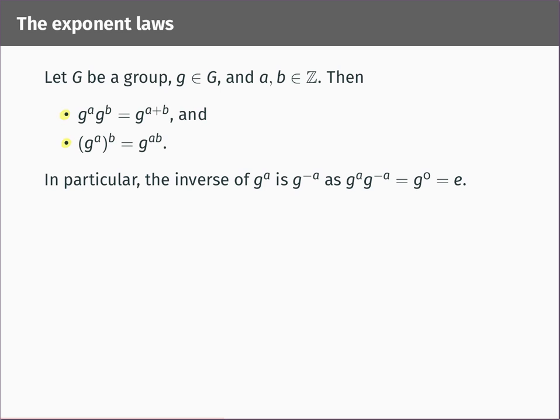Now in particular, that tells you that the inverse of g to the a is g to the minus a, because if you multiply g to the a by g to the minus a, then according to the first exponent law, you get g to the a minus a. And of course that's g to the 0, and that is e. So the inverse of g to the a, no matter which integer a is, is always g to the minus a.